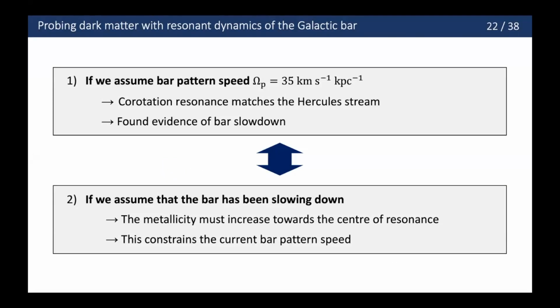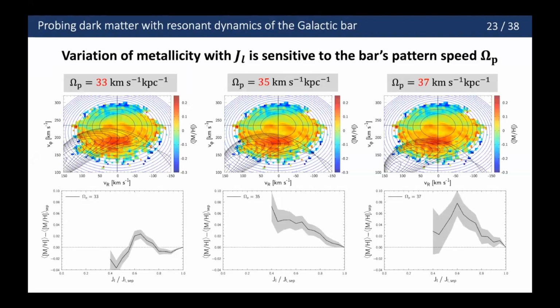Now, if the bar has been slowing down monotonically, then we should see a monotonic increase of metallicity towards the resonance center. So I can use this as a requirement to find the best position of the resonance and the best current bar pattern speed. For example, if I decrease the pattern speed from 35 to 33, the position of resonances slightly increases. And now you can see that the corotation resonance is not covering this metal-rich region properly. And if I do this trailing analysis, you see that the metallicity is undulating, which is not what we expect if the bar is monotonically slowing down.